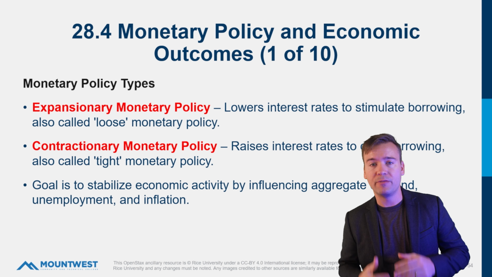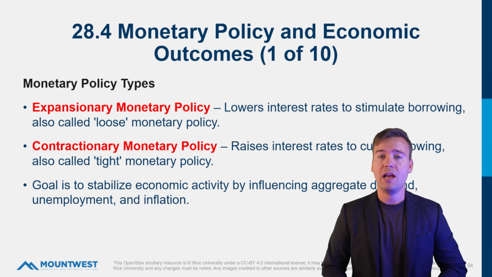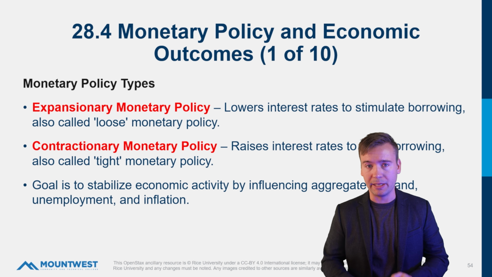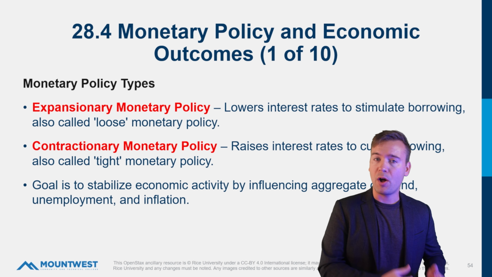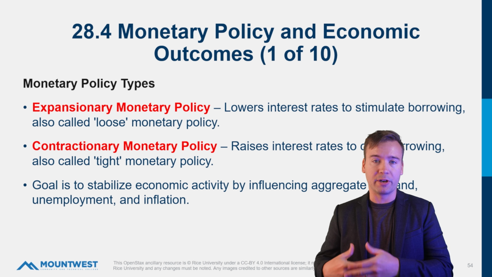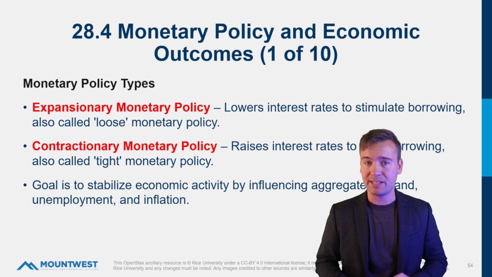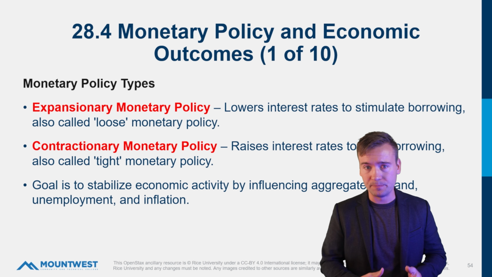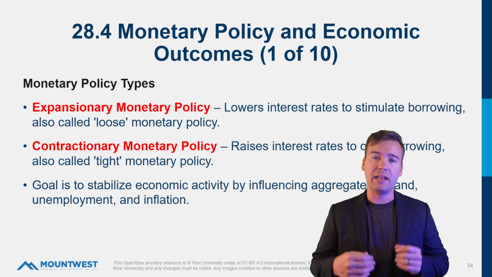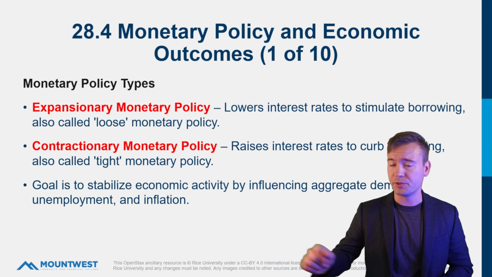On the other hand, when inflation is running high and the economy is overheating, it's going too hot, central banks might use contractionary monetary policy. That policy raises interest rates to make borrowing more expensive. So it discourages excessive spending. And this is known as tight monetary policy. It helps to reduce aggregate demand and it curbs some of those inflationary pressures that we see.